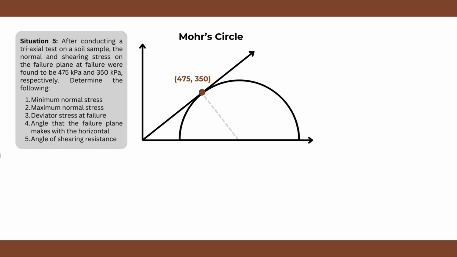Since buo na yung figure, define na natin yung parameters. For our minimum normal stress, siya yung nakalocate sa nearest point ng semicircle towards the origin. We will denote that as sigma sub 3. As for the maximum normal stress, siya naman yung nasa farthest point, and we will denote that as sigma sub 1.